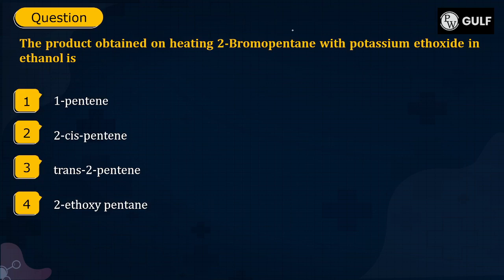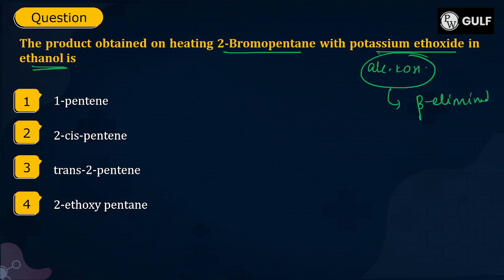The product obtained on heating 2-bromopentane with potassium ethoxide and ethanol is. Now, what you need to keep in mind over here is there is ethanol, alcoholic potassium. When potassium ethoxide is in the presence of ethanol, what you will get is alcoholic KOH. What you need to keep in mind is alcoholic KOH always shows beta elimination reaction.